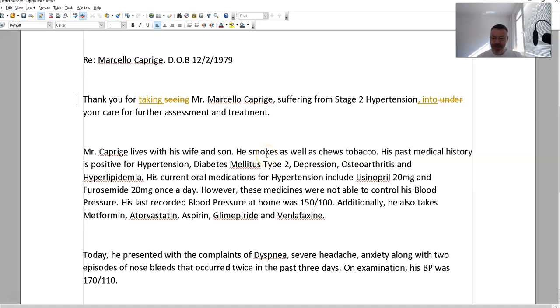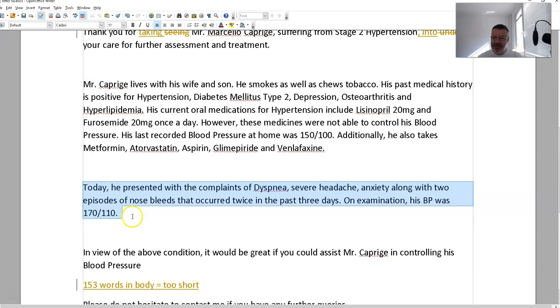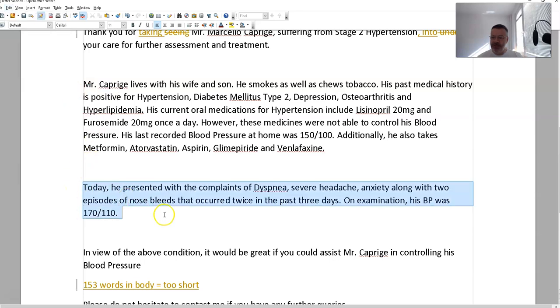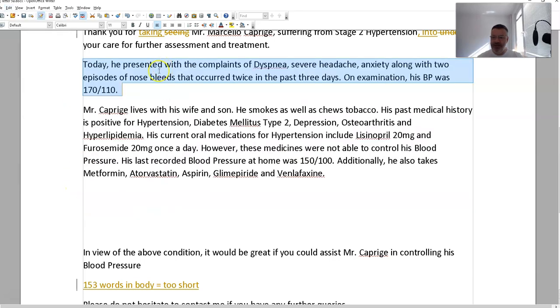Okay, now, again, that's the most important information that you want me to read first. "He smokes as well as chews." Past medical history, since when? Again, the same thing. You've got the meds, we're not able to control. "Today he presented," so that should probably be paragraph 2. So let's move that around. That should be paragraph 2.